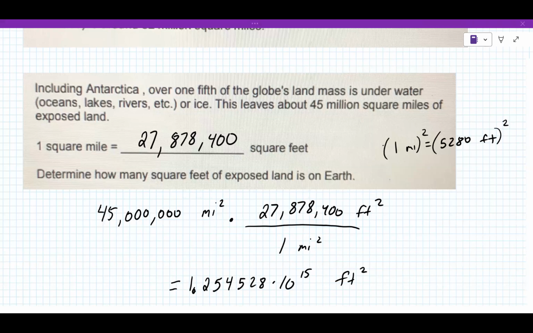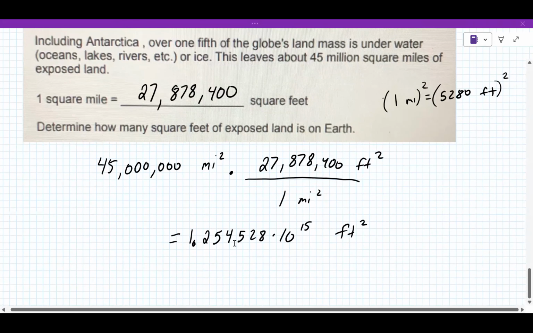The next thing is to multiply that by the 45 million. And you can go out as many decimal places as you want on that. I've got 6 in my answer.